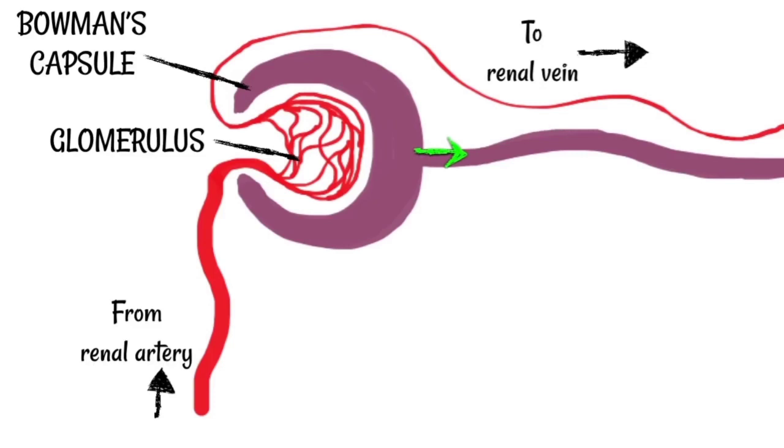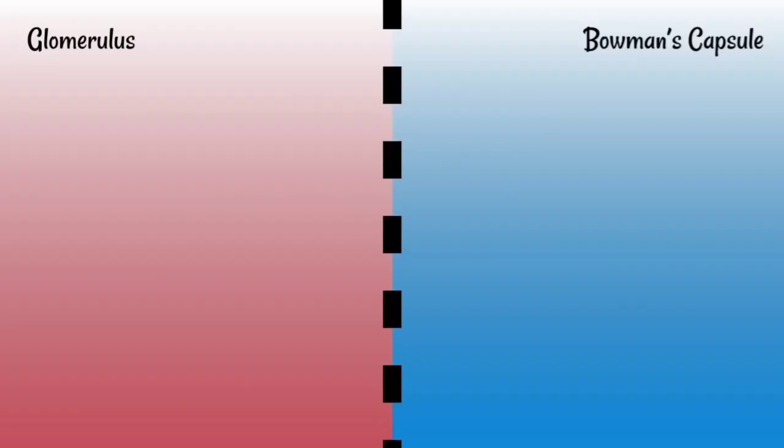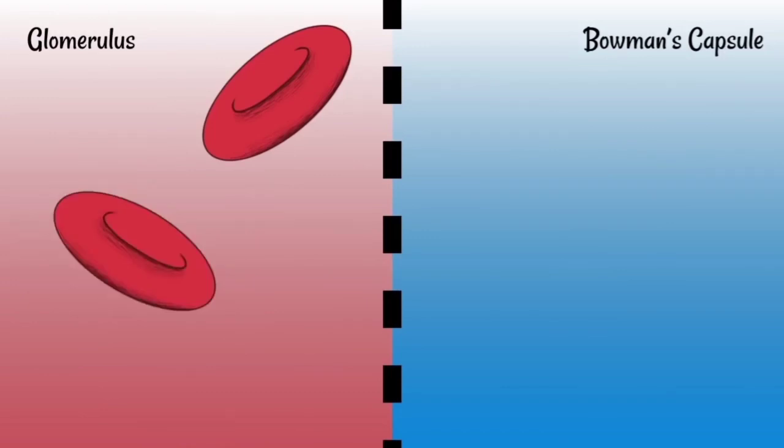Let's have a closer look at how materials move across from the glomerulus into the Bowman's capsule. Notice these tiny spaces between them. These spaces are really small, meaning that red blood cells can't get through. They are too large. Similarly, large structures like proteins mostly can't get through. Smaller structures, however, molecules like urea, can get through.